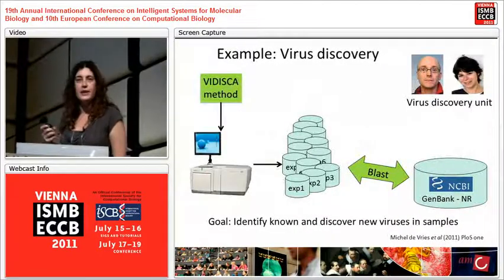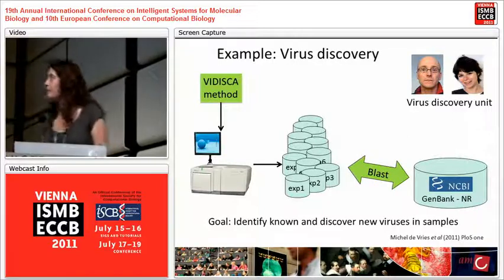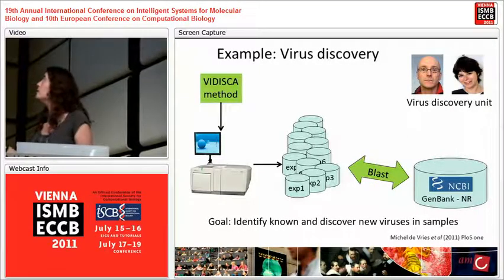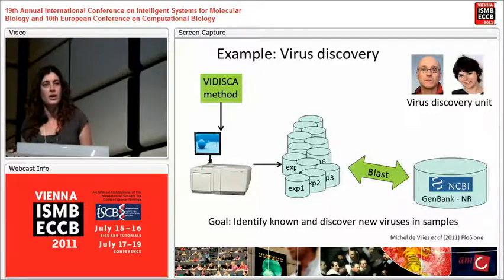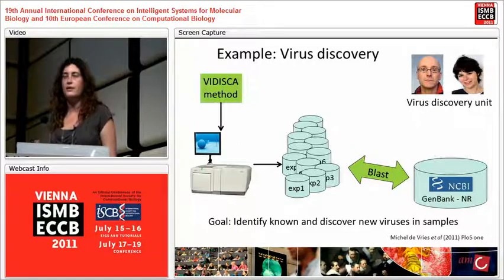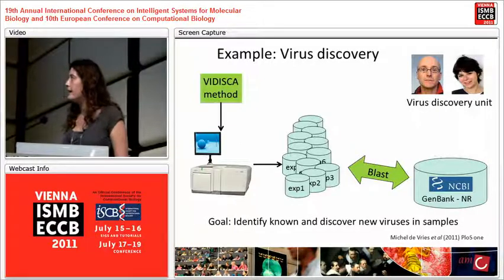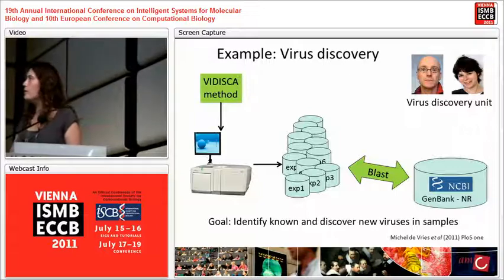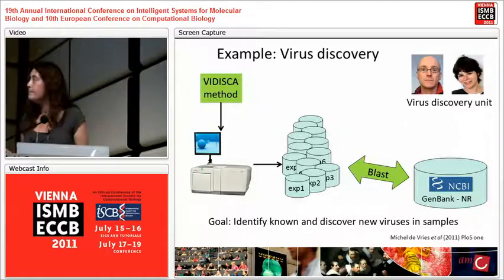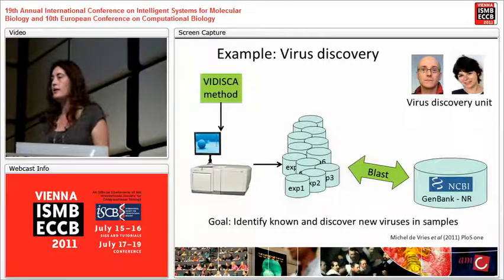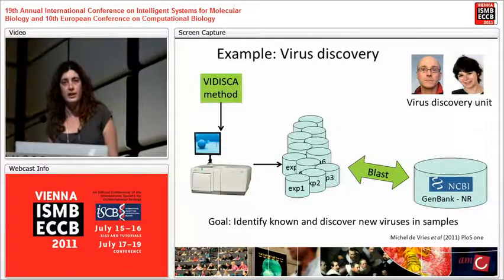So I will give you an example. This was the pilot project. It was in collaboration with the Virus Discovery Unit. So this is Michel de Vries and Lia van der Hoek. And they have developed a laboratory method to extract viral RNA and DNA from samples. And they sequence their fragments on the Roche 454, so they have many experiments already. And the goal is to identify known and discover new viruses in these samples.